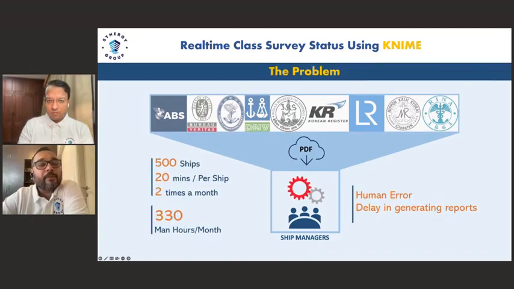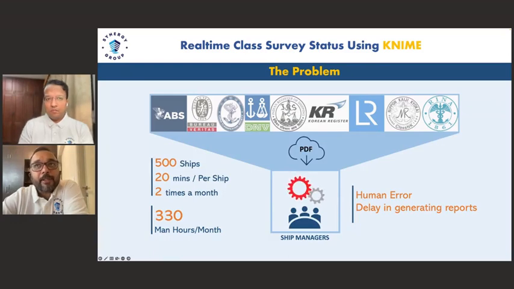Here we have a problem. The problem was it takes around 20 minutes to download and process a file for each vessel. And we are talking about 500 vessels. So 20 minutes per ship, 2 times a month is 330 man-hours a month. It's a tedious task, taking a lot of manpower.